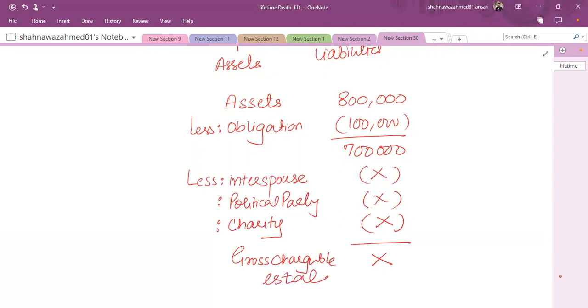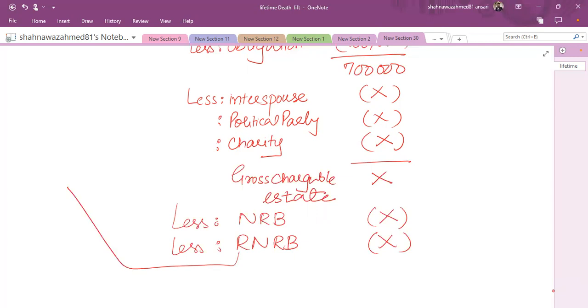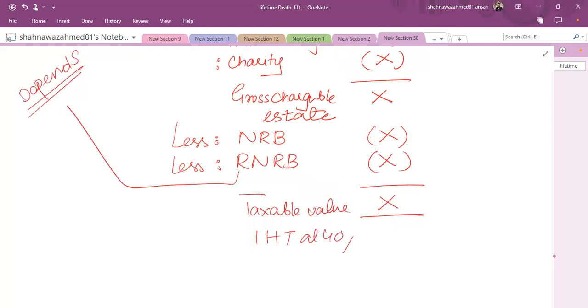Now, like in the lifetime gift or at the time of death, we'll also deduct NRB. Also, we'll deduct RNRB. But this RNRB is not available every time; rather, it depends on some conditions. If that condition is satisfied, then we will take RNRB as well. So after deduction of these, we'll get the taxable value. And then on this taxable value, we'll apply IHT at the rate of 40%. There is no taper relief on the death estate. And this is the IHT payable. In simple terms, very easy to calculate.